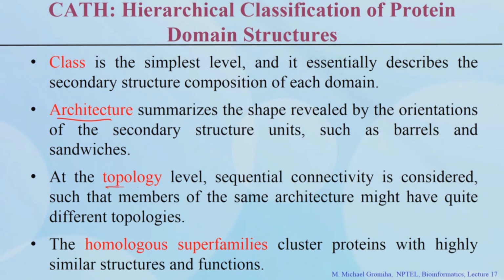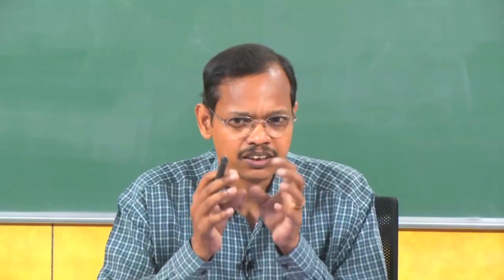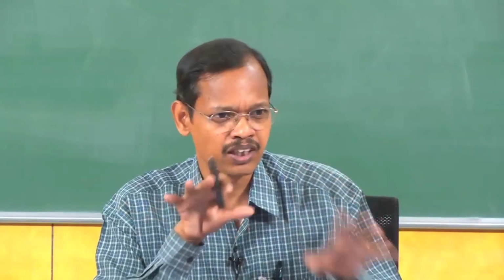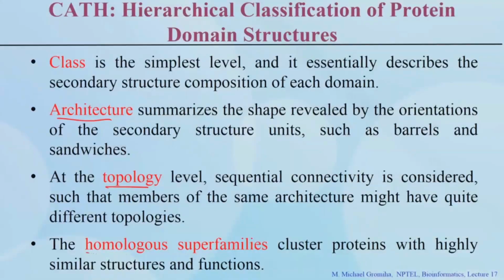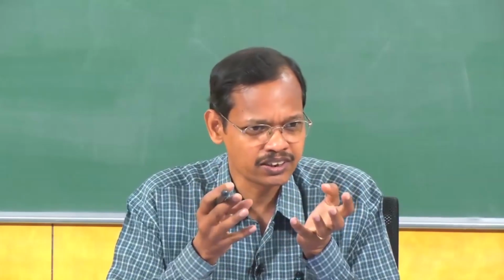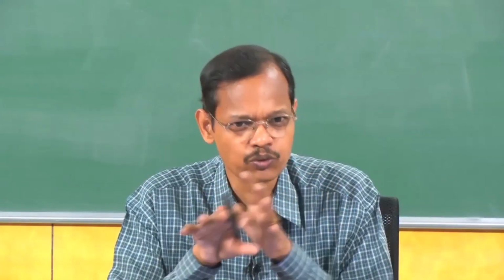Then the topology level. Here you can see the sequential connectivity, how the members of this architecture are connected. Sometimes you have the same architecture but different topologies, depending upon how the alpha helices and beta strands are connected with each other. Then the last one is the homologous superfamilies, that is H, which have similar structure and function. So, based on the connectivity, and the proteins which have similar structure, function or orientation of secondary structure, they classify them in different groups, right.